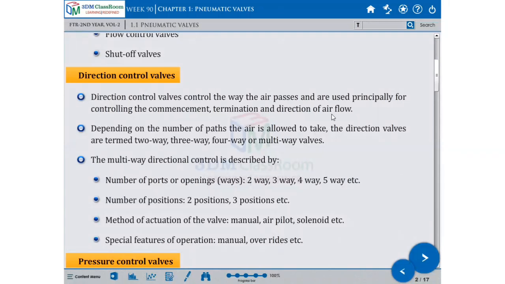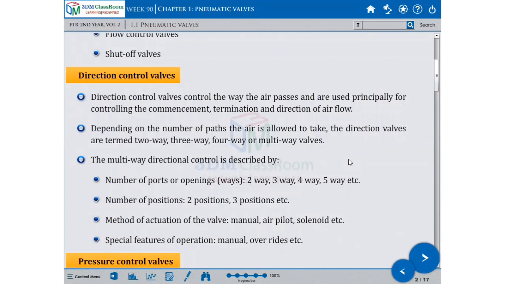The direction control valve controls the way the air passes, and is used principally for controlling the commencement, termination, and direction of the airflow. Everything is decided by the direction control valve.